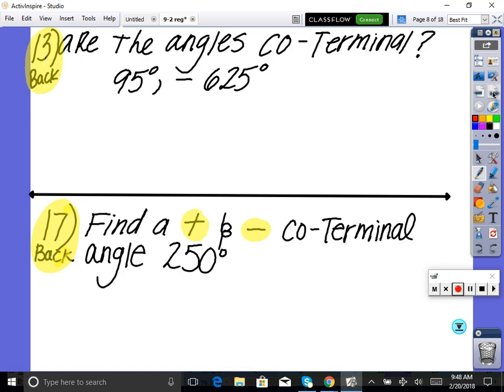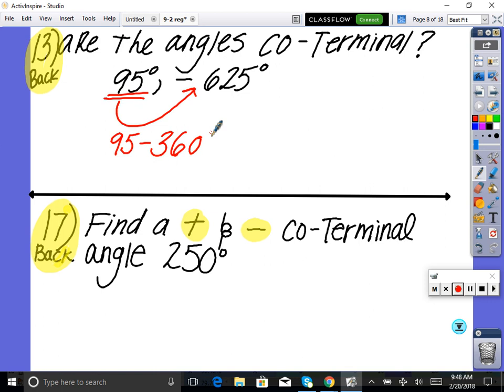Okay, cool. All right, so let's look at 13. It says, are these angles coterminal? So there's many ways we could do this. I'm going to just start at 95 and then see if this is a coterminal angle. So isn't it going negative distance? So I would say, okay, 95 minus 360, what's that? It should be negative, so say negative, what?